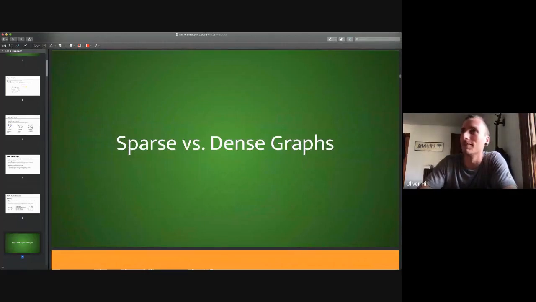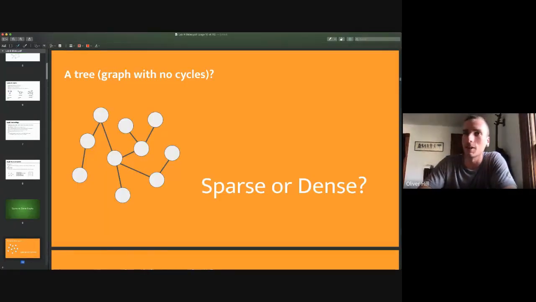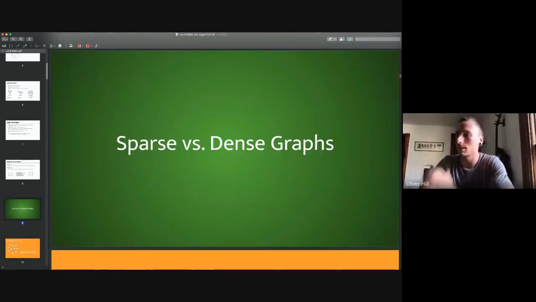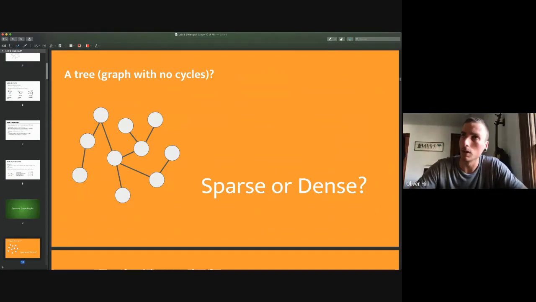Probably be more fun. Okay, so we're going to talk about sparsity and density and what that means for different graphs. I'll just give a few examples, and it should hopefully help this be a little more clear. So a tree, which is a graph with no cycles, does anyone have any idea whether this is sparse or dense?